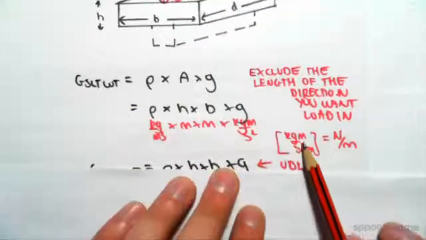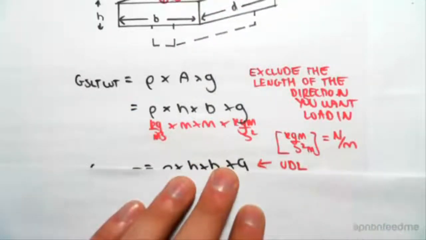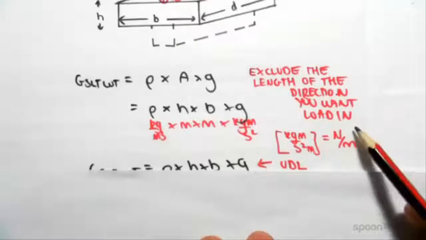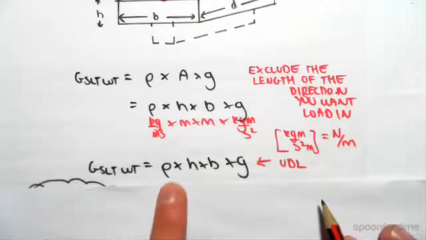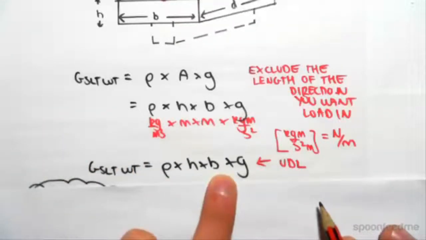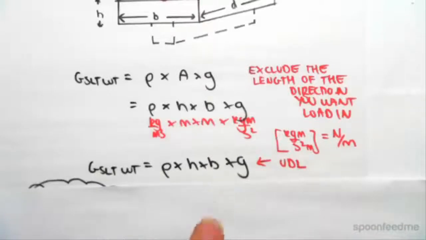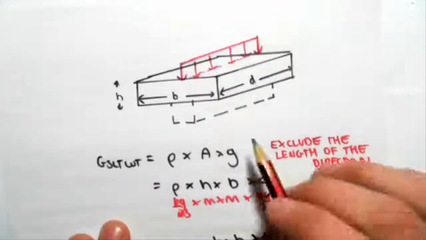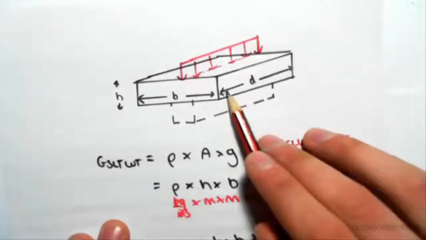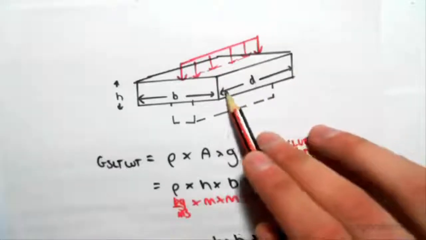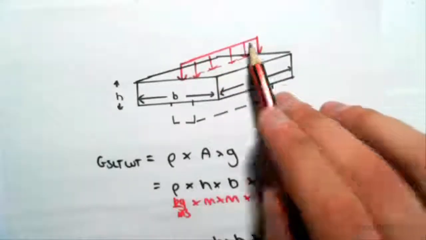Unit-wise, we would get kilograms meters per second squared on meters, which is a Newton per meter, which is a linear load, okay? So we can see rho times h times b times g. This gives us a UDL, okay? It might not seem so intuitive why you exclude that length, but if you exclude that length, it gives us the UDL in that direction.